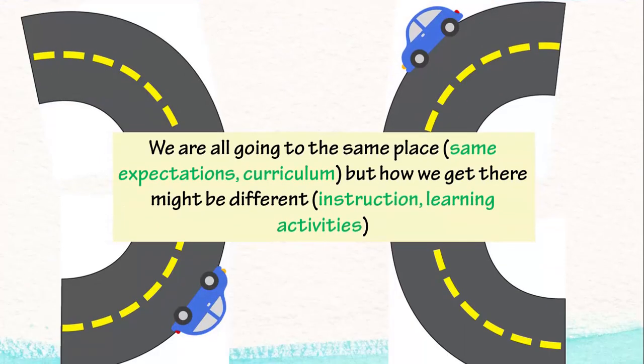So a way that I kind of summarize it to help people understand is that we're all going to the same place. So we all have the same expectations and we all are learning the same curriculum as students, but how we get there can be different. So the instruction we receive and the learning strategies that we use to teach and learn that lesson and that material can be different based upon our diverse subgroups.